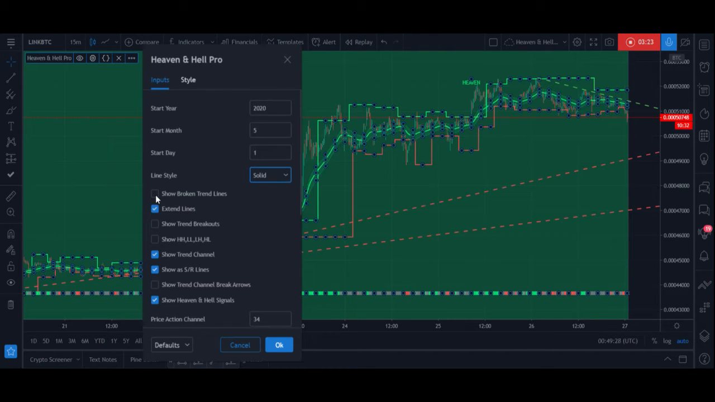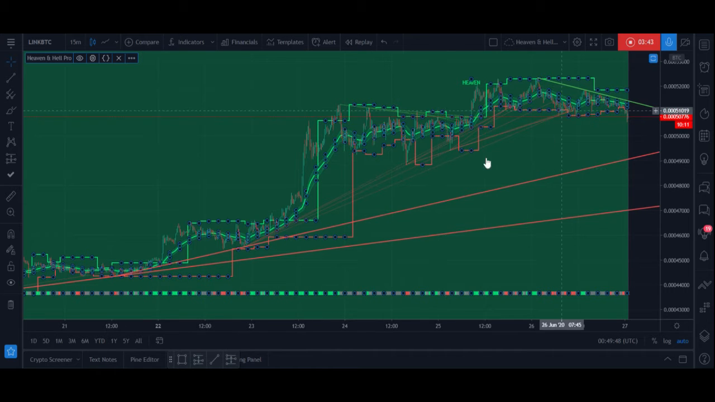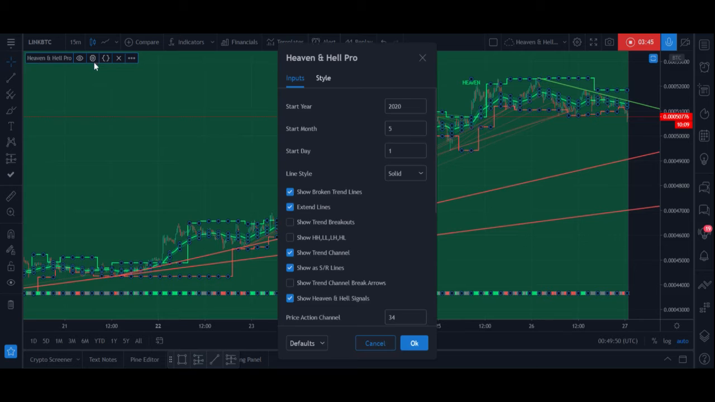Next up, we can have also showing the broken trend lines. These are handy if you want to see just how strong the breakout is. But yeah, it can create a lot of noise on the chart, and if you don't want to have those on, this is how we'll show here. As you can see, it immediately starts to get quite noisy on the chart.